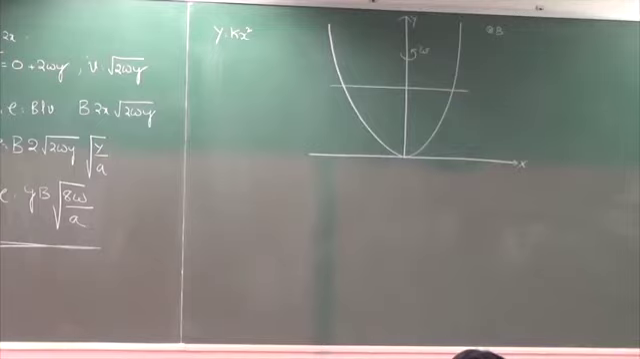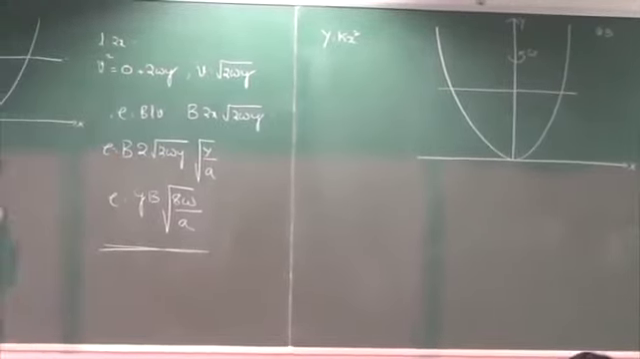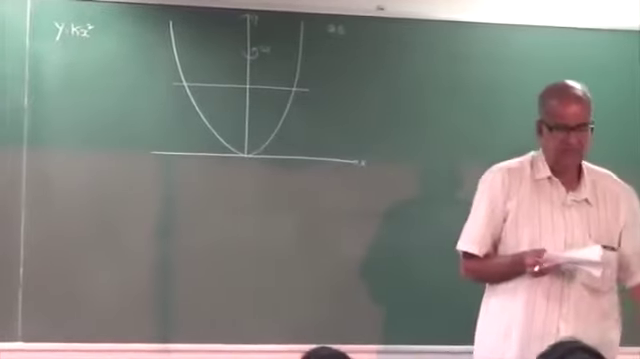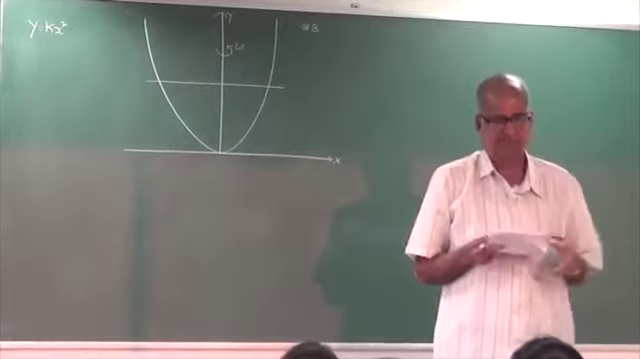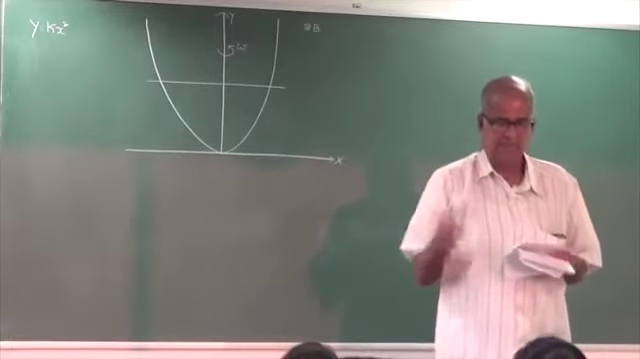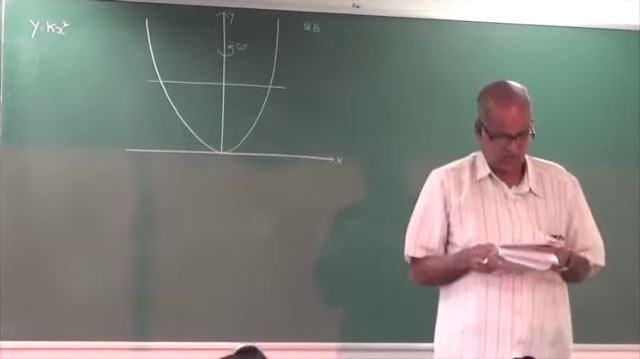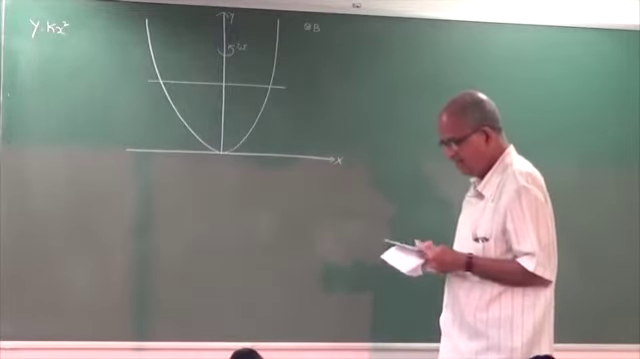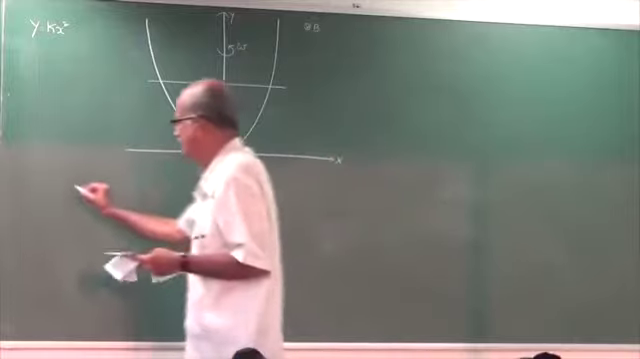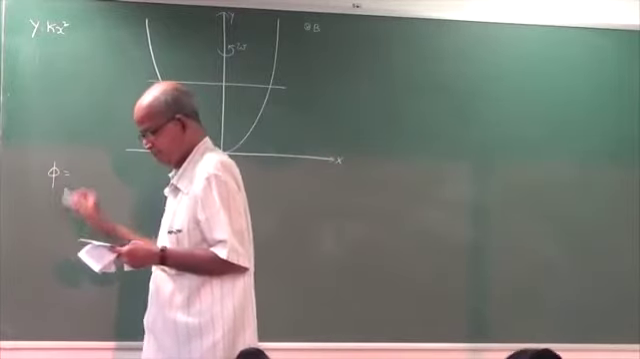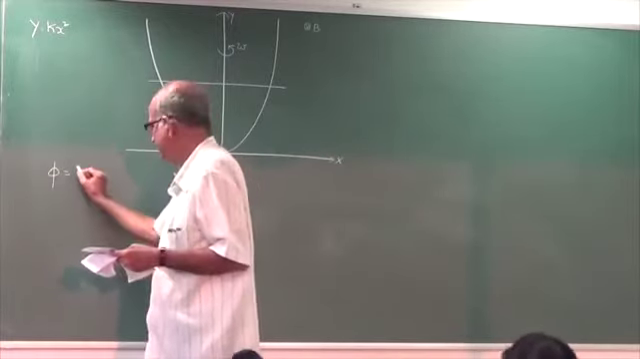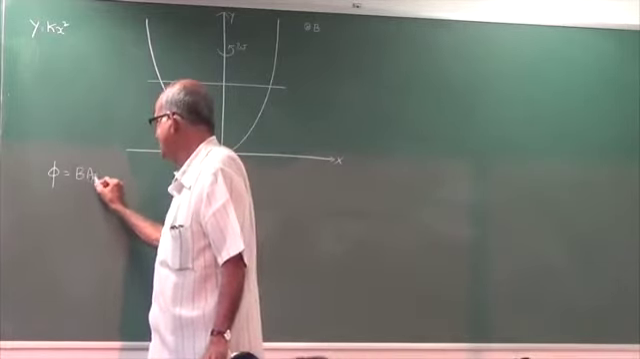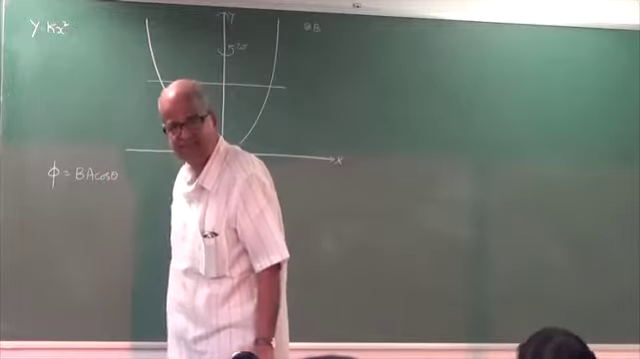Yeah. How do you find the flux? First you have to find the area. Correct now? Find the area. When the frame has turned through an angle theta, what is the flux linked? Flux linked is B dot A, which is BA cos theta.